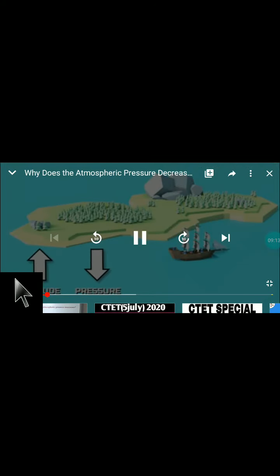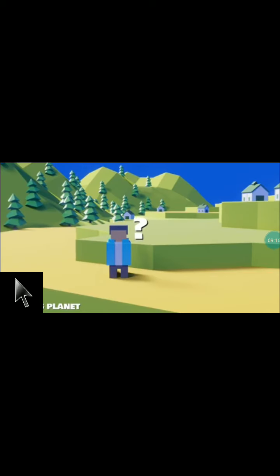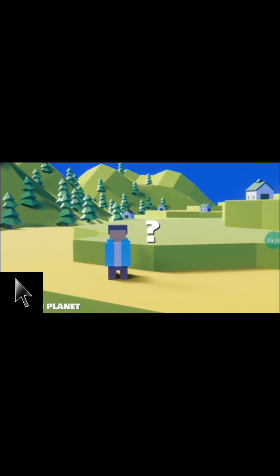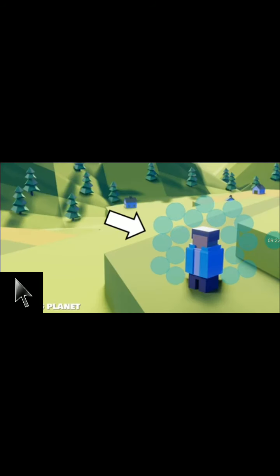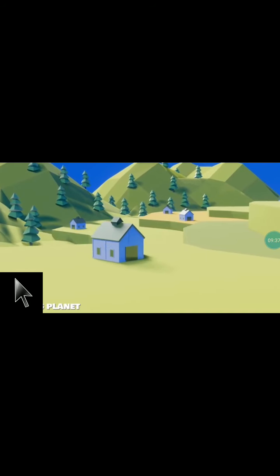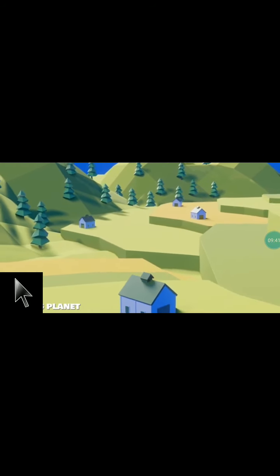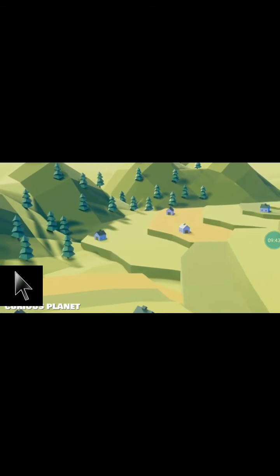To decrease as we increase our altitude. Why does this happen? Why isn't the atmospheric pressure the same everywhere? Let's find out. The atmospheric pressure that acts on us is due to the weight of the closely packed air molecules, and these molecules are attracted towards the surface of the earth due to the gravitational force of the planet. We know that the gravitational force of the earth is maximum at its surface and tends to decrease as we move away from it towards space.